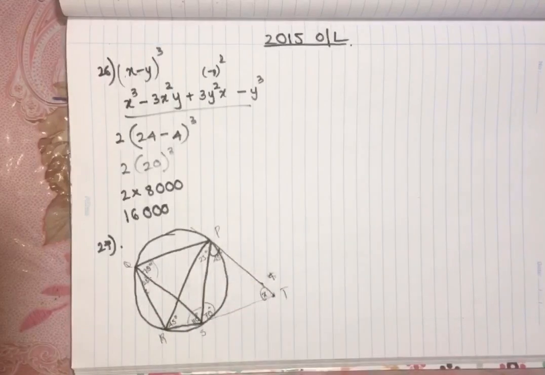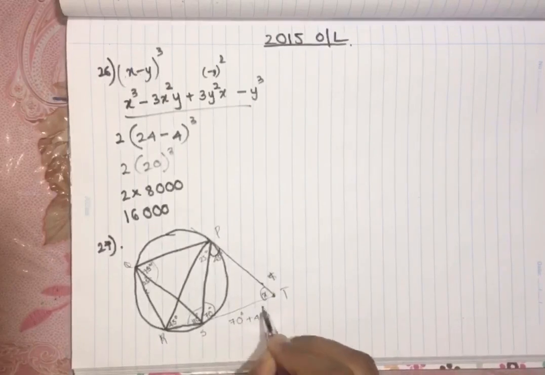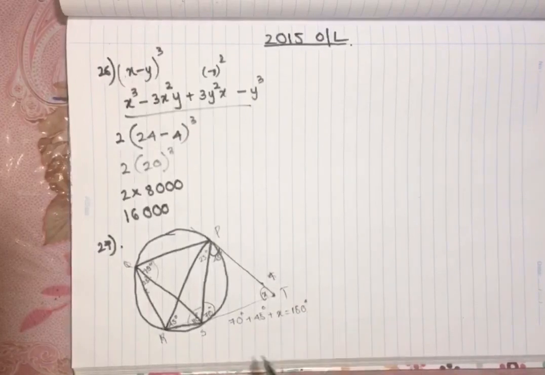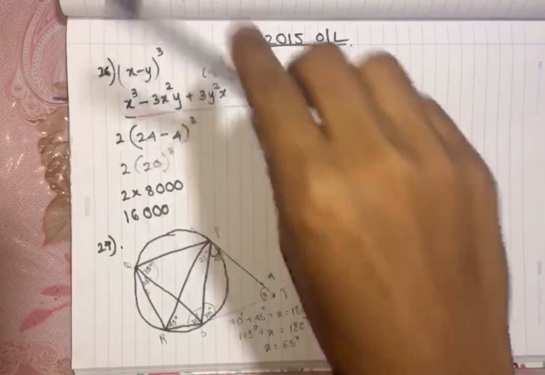Now you can find x. How much is x? 70 plus 45 degrees plus x is equal to 180. Therefore 115 plus x is equal to 180. Therefore x is equal to 65. Okay. 28th question.